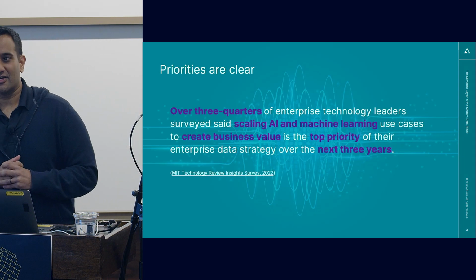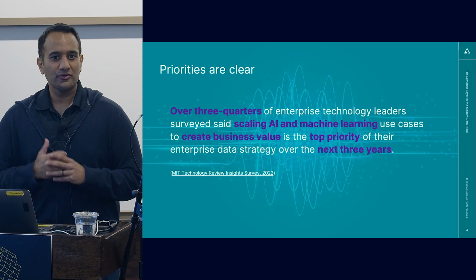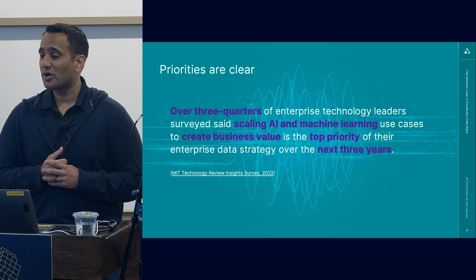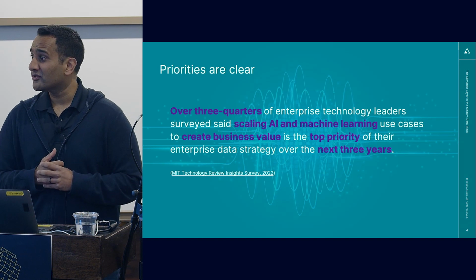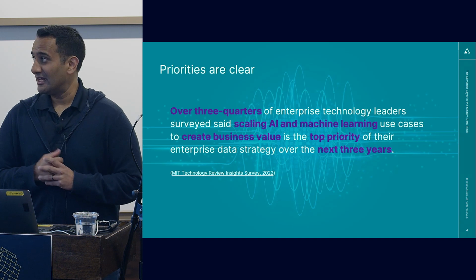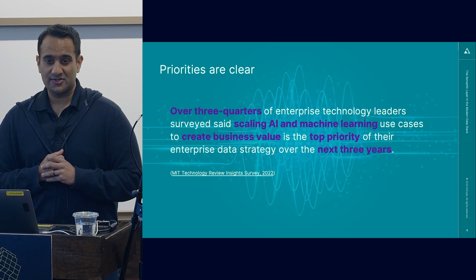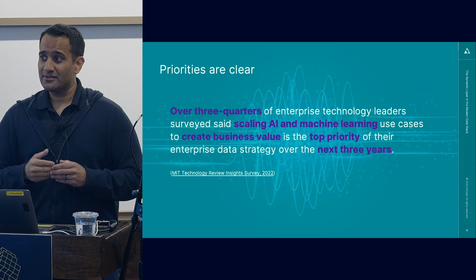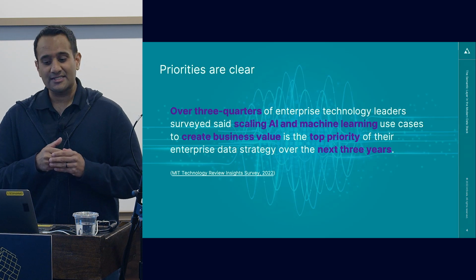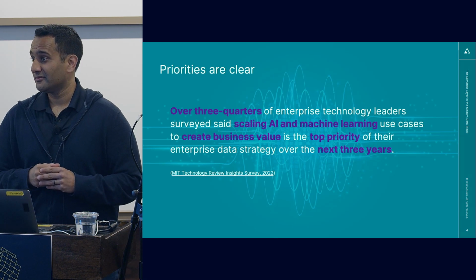Another recent study, done at the end of last year by MIT Tech Review, basically interviewed 600 global CIOs, CTOs, and CDOs from around the world. And they asked them very simple questions on what their data management strategy is over the next few years, and what that means for business value. And the priorities are pretty clear, right? Over 3/4 of leaders surveyed said that scaling AI and machine learning use cases to create business value is the top priority of their enterprise data strategy for the next 3 years.